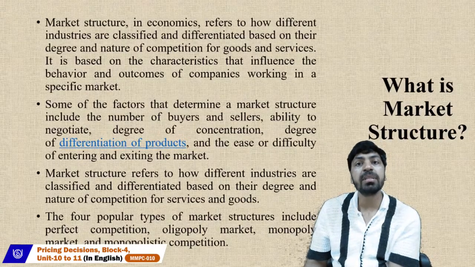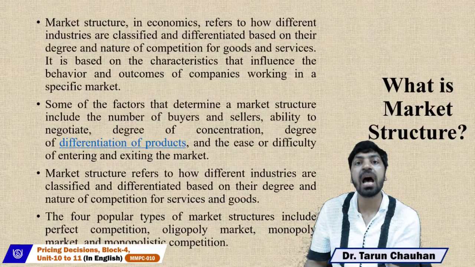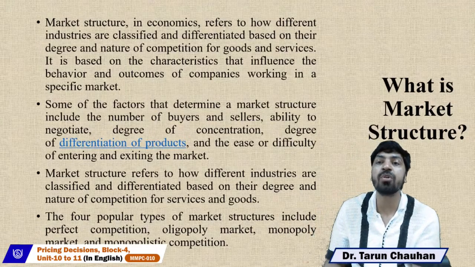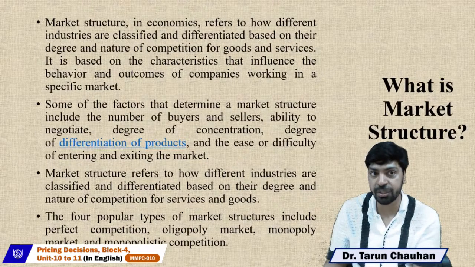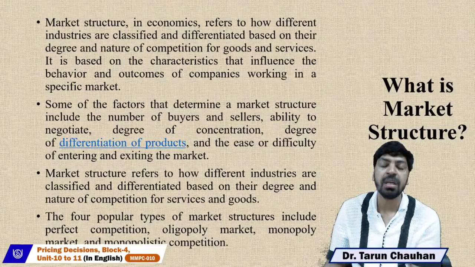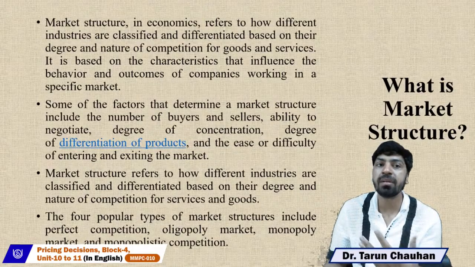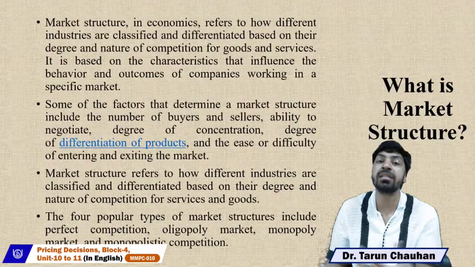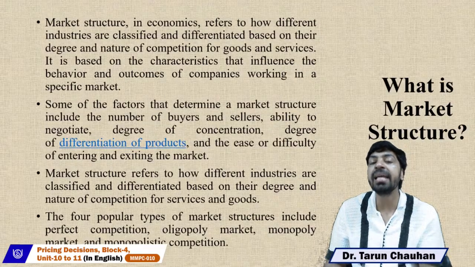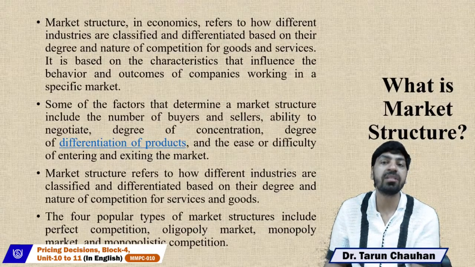In economic terms, market structure refers to how industries are classified and differentiated based on the type of commodity or service and its nature of competition. It is where markets are classified and differentiated on the basis of their nature, their degree, and the varieties of goods and services. That exactly reveals the meaning of market structure.